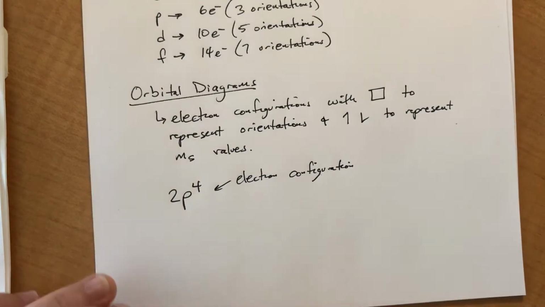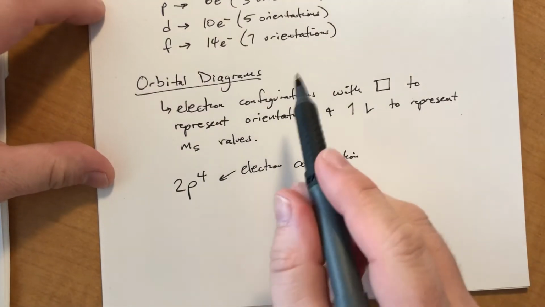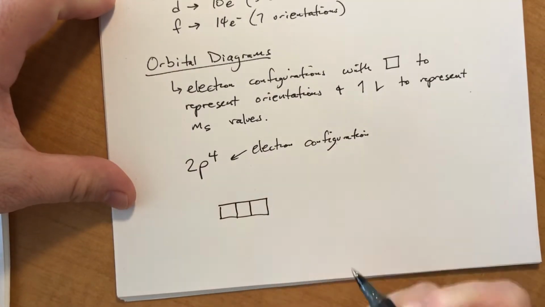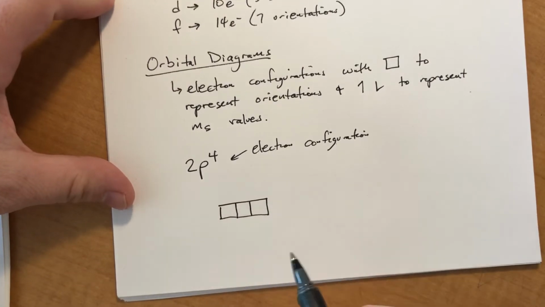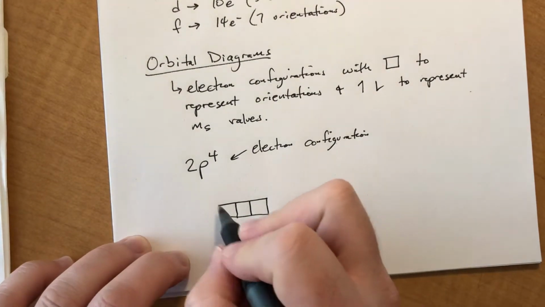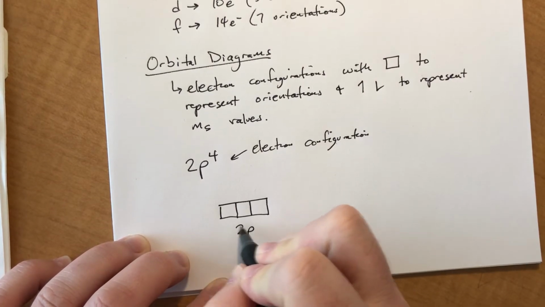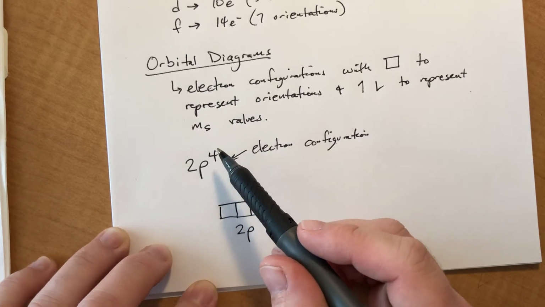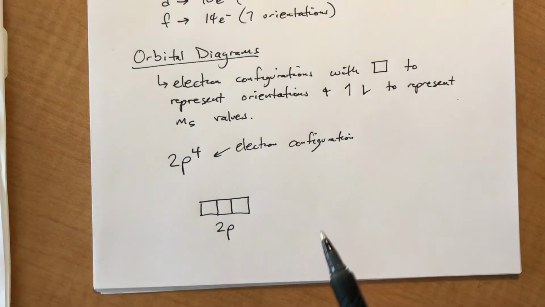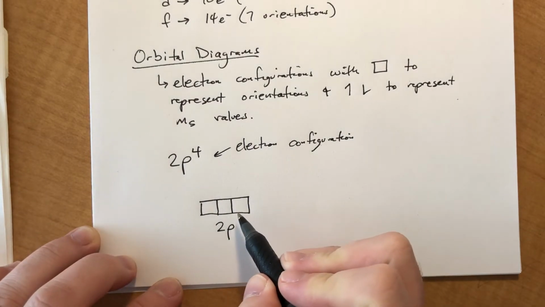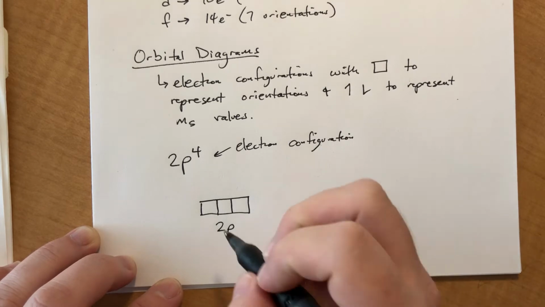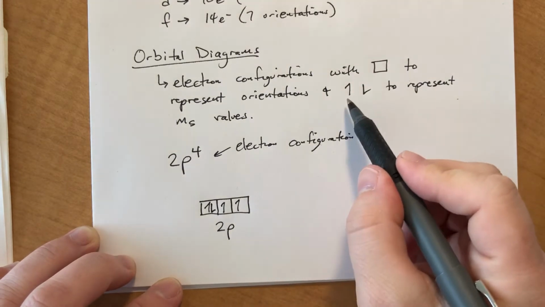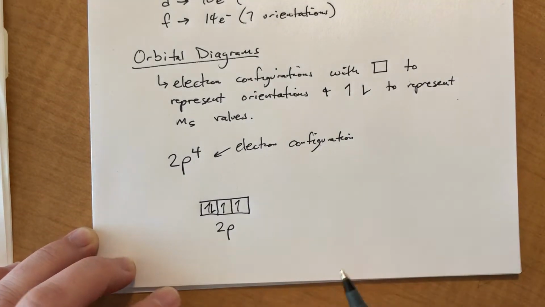The orbital diagram equivalent: we would have 3 orientations, so we get 3 boxes. They are all connected. I don't care how perfect your boxes look as long as I can see that there are 3 of them. This is a 2p orbital, so we're still going to write that underneath. And then there's a 4, and each of these needs to be represented by an arrow. The way this works is each box gets an up arrow before any of them gets a down arrow, before any of them gets paired up. So 1, 2, 3, 4. This is why we use the little single-sided arrows, so we can fit 2 in a box without overlapping them.